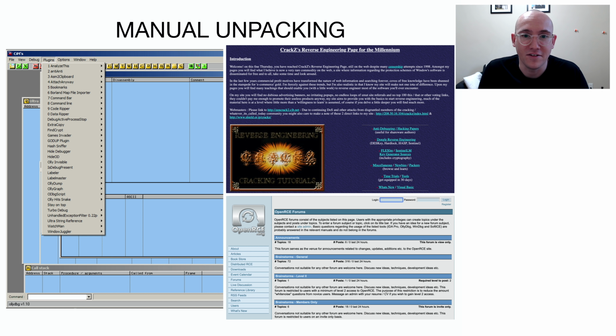Manual unpacking is really just learning the process and then using a debugger with a whole bunch of plugins. So this is OALabs from the 2000s with a whole ton of plugins. It's pretty much the same today, right? You guys just use x64dbg with a bunch of plugins. Not much has changed there.